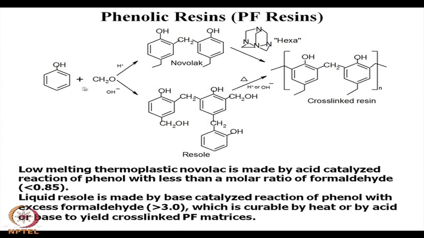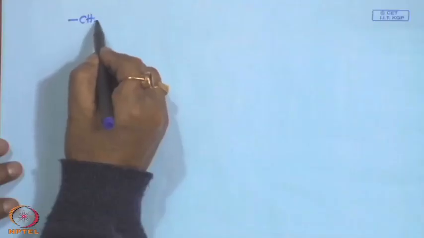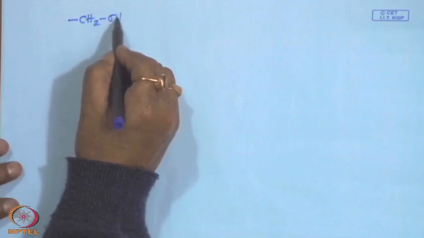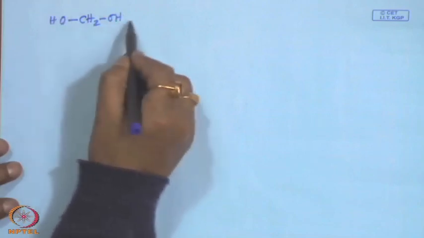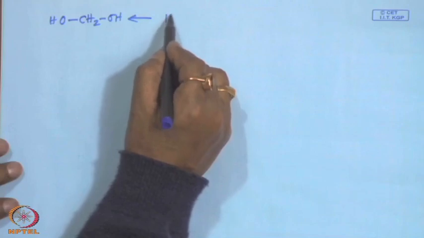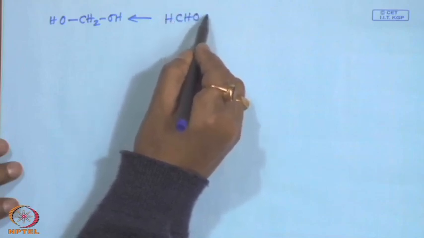Now, in case of resol, here this formaldehyde in the form of formalin is basically a solution of formaldehyde, say 37% solution of formaldehyde in water. When it remains soluble in water, that is represented as methylene glycol, as I told just a few minutes back, this CH2OH, this is methylene glycol. This is formed from formaldehyde and water.